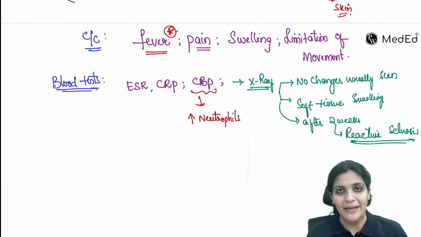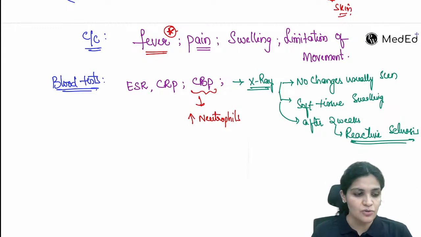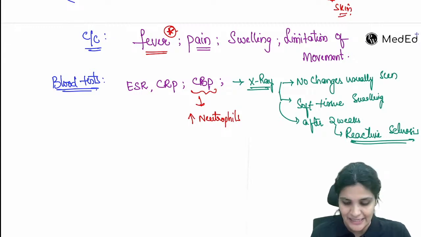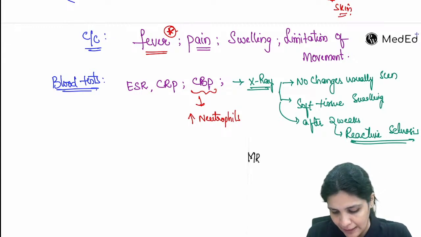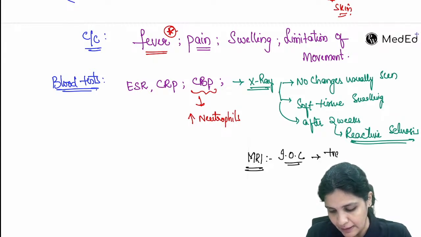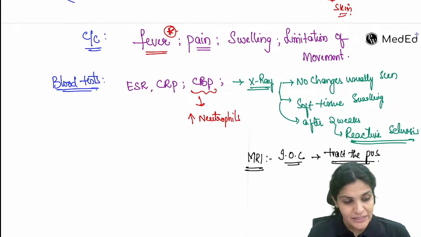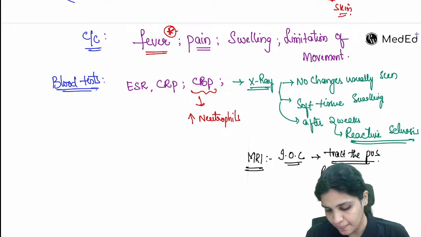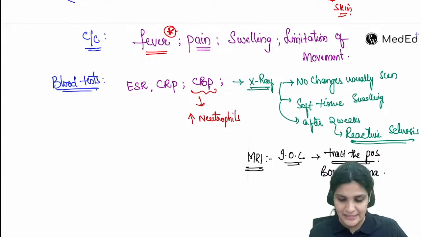We are done with the blood tests, then we came to radiology. We have done the X-ray and nothing is found on it. Then we go for MRI. MRI is the investigation of choice, where you can track the pus as well. You will see the edema, and if pus is present, you can see the pus as well. You can track the pus.